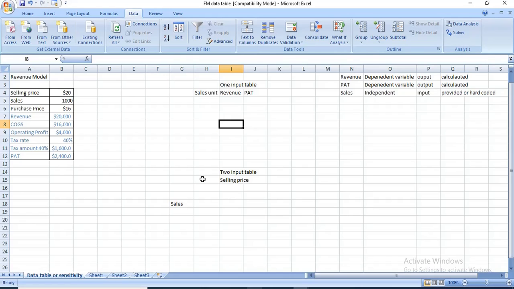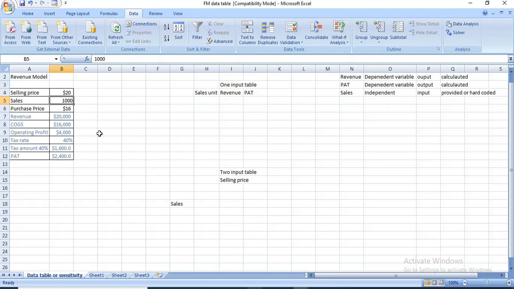are going to do. So let's say you have a typical revenue model in which you have a selling price, that is $20 here. Then you have the sales, that is 1000 units. Then you have the purchase price. These are the hard coded inputs which we have given to the Excel. We know our selling price, we know our sales, and we know our purchase price also for the raw material.